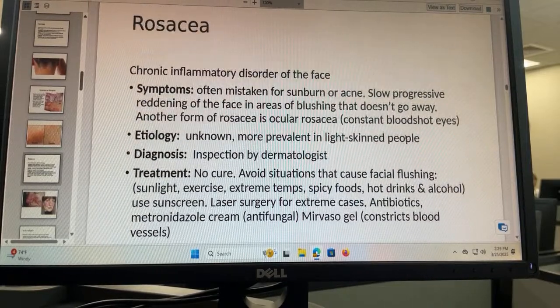There is no cure for rosacea either. Again, the treatment is just to try to avoid situations that cause facial flushing. Unfortunately, there are a lot of things that can cause facial flushing: exposure to sunlight, hard exercise, like when you have blood pumping, even extreme temperatures, spicy foods, hot drinks, alcohol, all of those can cause blood to rush to your face. Sunscreen use is recommended.